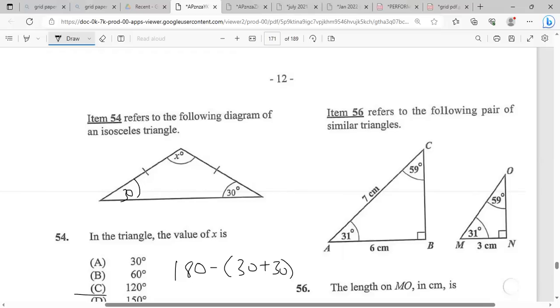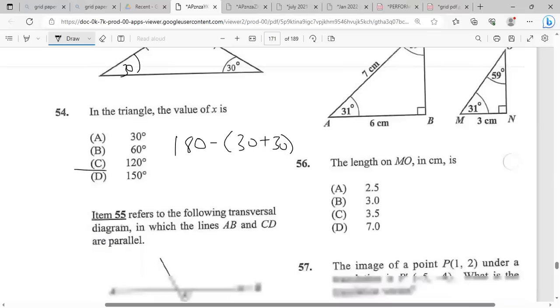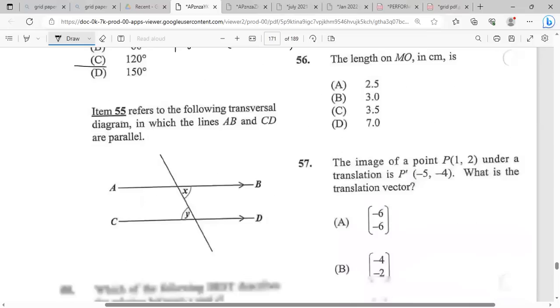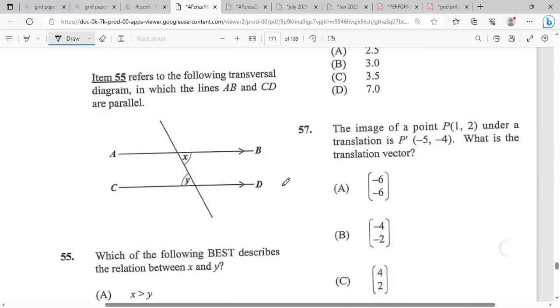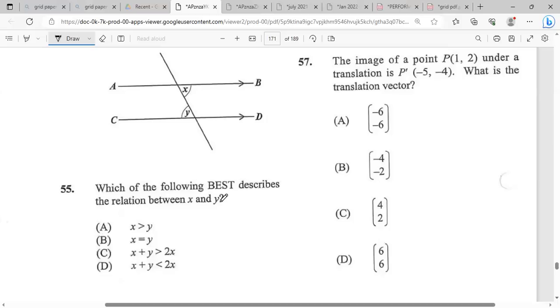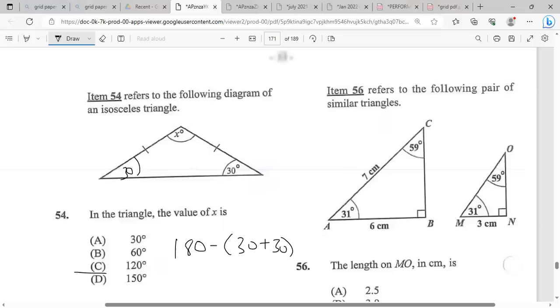By now, everyone should be able to help themselves. Item 55 refers to the transversal diagram in which lines AB and CD are parallel. The relationship best described between X and Y would be B, X is equal to Y. And for 56, 56 refers to the pair of similar triangles. So we have to divide this by 2, which gives us 3.5.